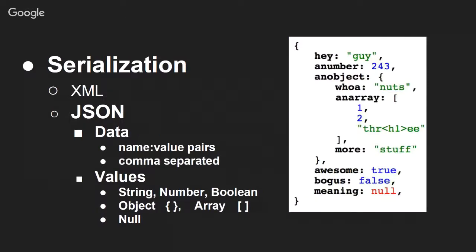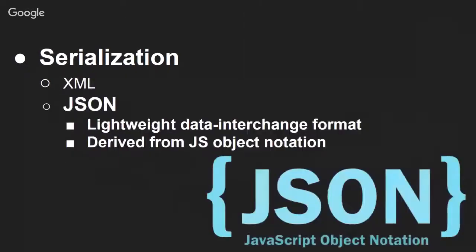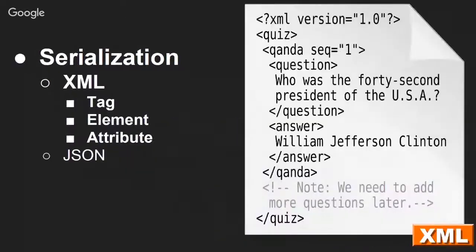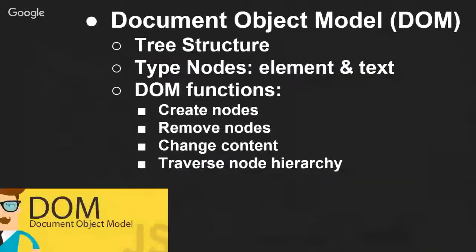In Java, you have different APIs that you could use to serialize XML or JSON. Okay, there is the DOM. The DOM is the document object model. You will see this a lot in the Android code. It's a tree structure. The types of nodes are element and text. And the DOM functions that you already reviewed in the lesson were to create a node, remove a node, change a content, and traverse node hierarchy.